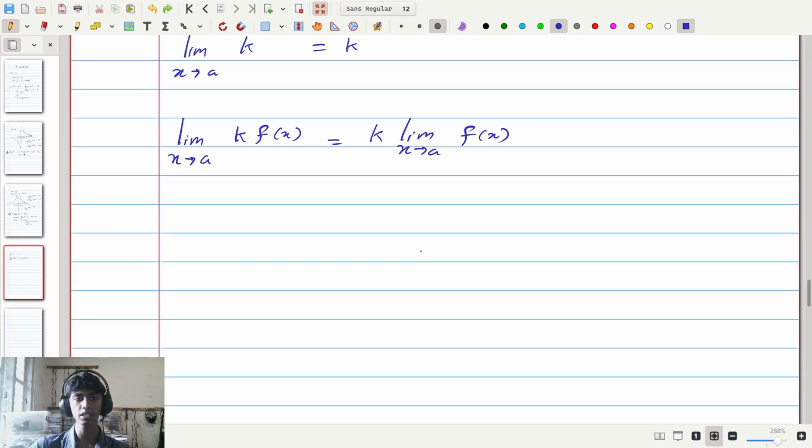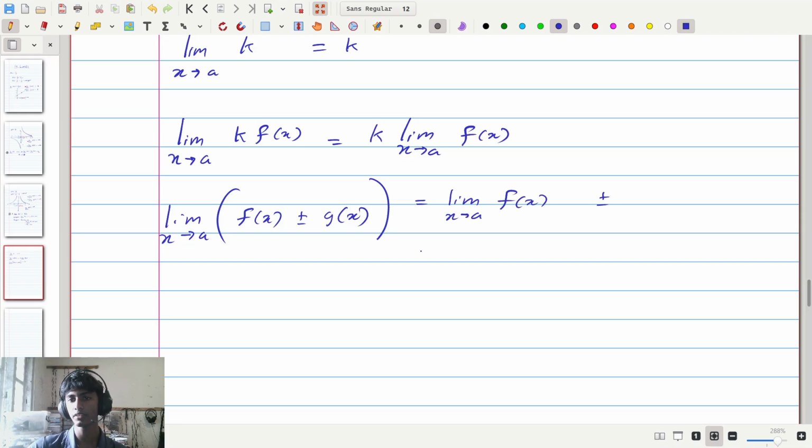Another useful thing is that if we have the limit as x approaches a of the sum of two functions, let's say f(x) plus or minus g(x). If we are adding two functions together, the limit of that sum is equal to the limit as x approaches a of the first function plus or minus the limit as x approaches a of the second function. So here we can see if we have a sum of two functions and we take the limit of it, then it is the same as taking the limit of each individual function and taking the sum of that.